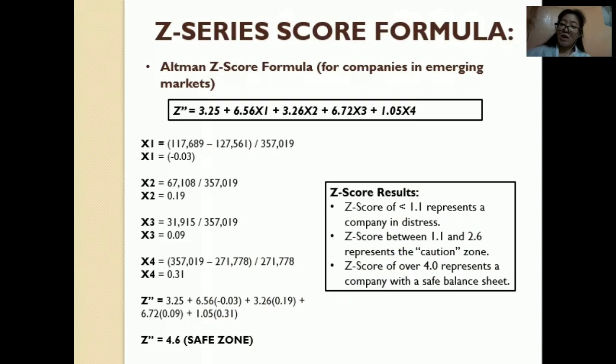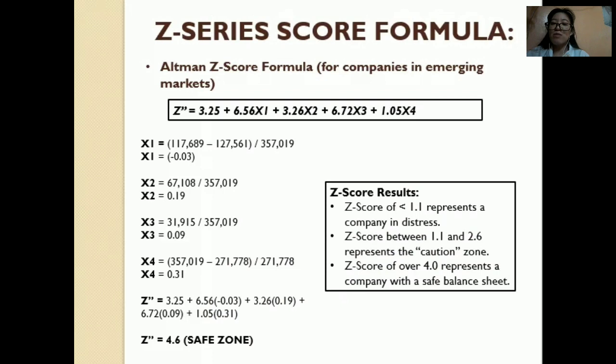Now that we already know the value of this financial ratio, we are now going to substitute it to the formula. So 3.25 plus 6.56 times negative 0.03 plus 3.26 times 0.19 plus 6.72 times 0.09 plus 1.05 times 0.31 is equal to 4.6, which is in safe zone.